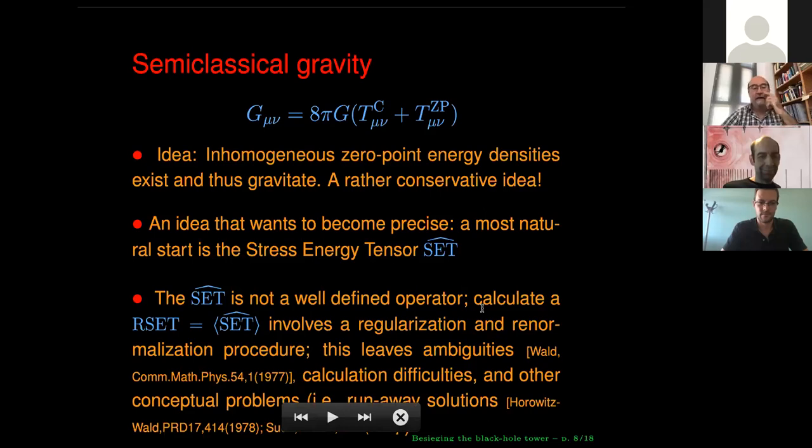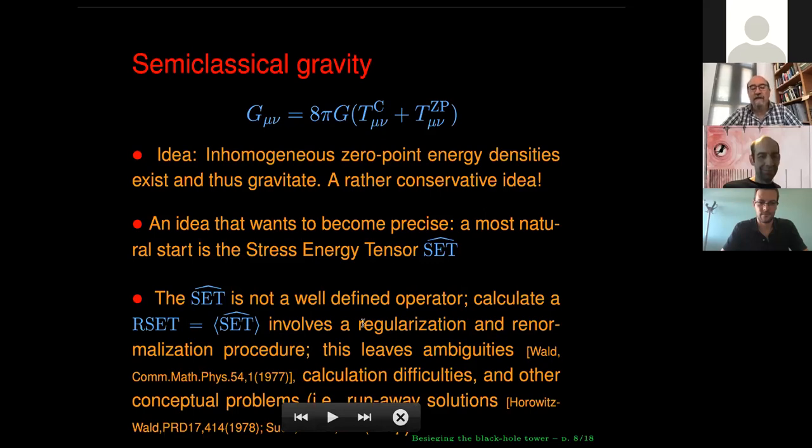But the problem is that the stress energy tensor, and other quantum objects, is not a directly well-defined operator in the quantum theory. And it's because it involves the product of different fields at the same point. So in order to really extract information from that, you have to involve a regularization and a renormalization procedure in order to obtain this renormalized stress energy tensor.